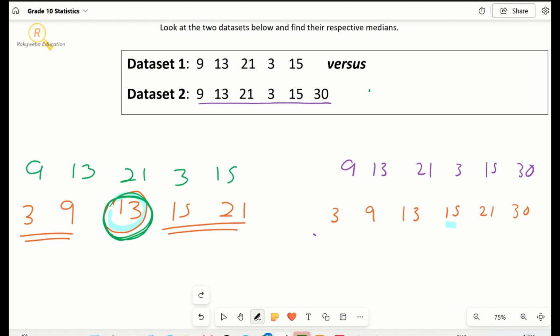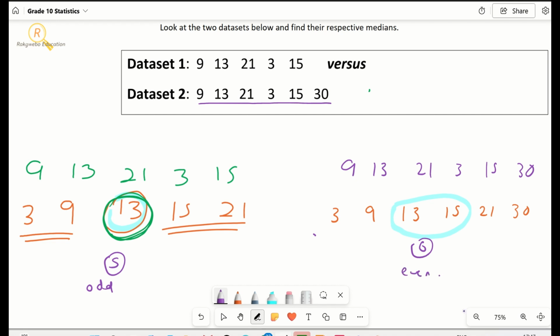What about 15? 15 cannot be the median because you've got two digits on the right and 3 digits on the left. So you'll actually see we have two middle values, 13 and 15. Do you see the difference? Here we've got 5 values. Here we've got 6 values. This is odd. This is even. When you have an odd number of values, you only have one median. When you have an even number of values, you're going to have 2 medians, so to speak. Does that make sense?